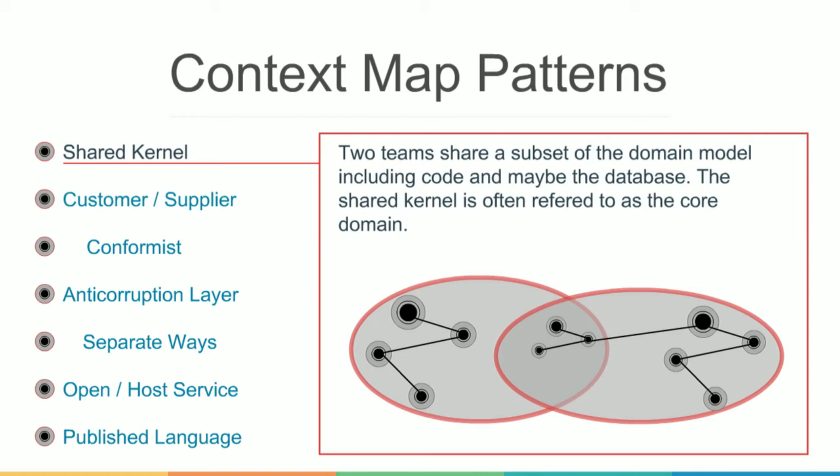The next three patterns, customer supplier, conformist, and anti-corruption layer, are patterns that you usually find on the so-called downstream system. The downstream system is the system that is calling an upstream system. So, for instance, I am a bank, and I want to ask a credit agency for the creditworthiness of a given customer. And so I send a request, let's say, to a web service interface, and the web service responds to me with a model.